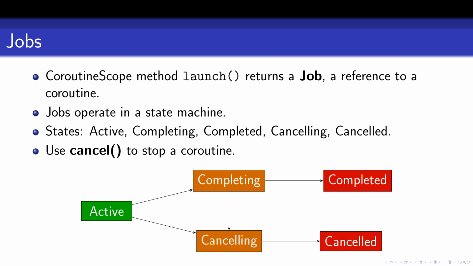Each coroutine launched with launch returns a Job. A Job is a handle to the coroutine and allows you to control its life cycle. Jobs can be in states like active, completing, completed, canceling, or canceled. You can call cancel on a Job to stop it mid-execution. This is essential for cleaning up resources and stopping unnecessary work.